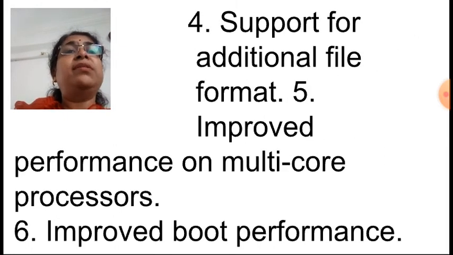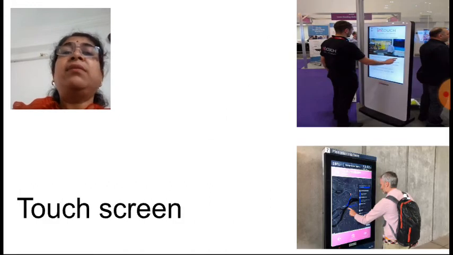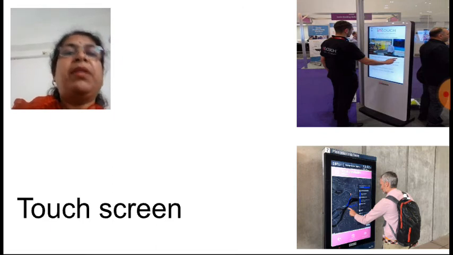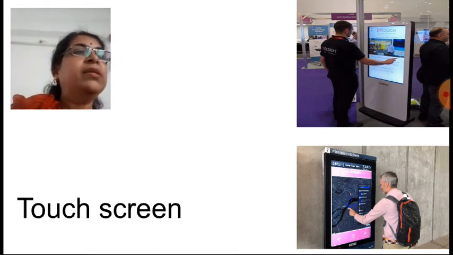Now the next is support for additional file formats. File formatting is improved. Improved performance on multi-core processors, means the processor capacity also increased, and improved boot performance. Boot performance means the starting of a computer is called booting, so that is also improved. These are the salient features. Some of those features we will see a little bit in detail.